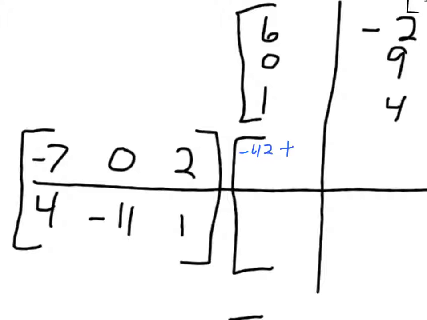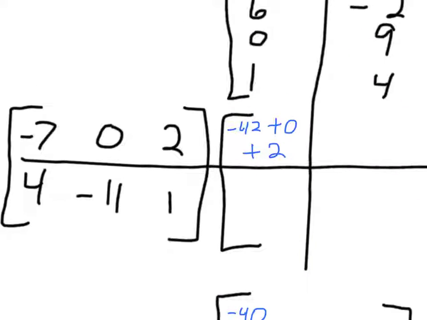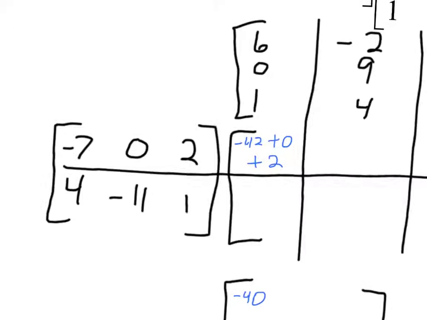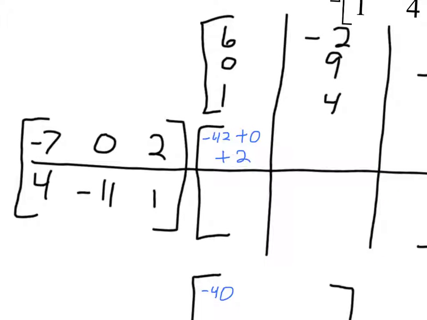And then we're going to add that to, what comes next? Well, we have to go across the row. 0, I go down the column, times 0. Oh, that's a coincidence. 0 times 0 is 0. And then we have 2 times 1 is 2. So negative 42 plus 0 plus 2 is negative 40. I'll go ahead and put negative 40 in my first spot there. Okay, now let's go across and do this number next.